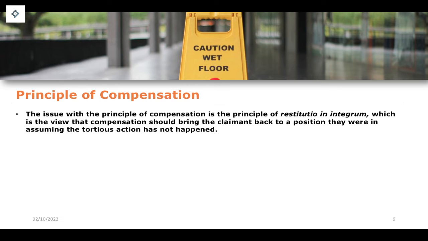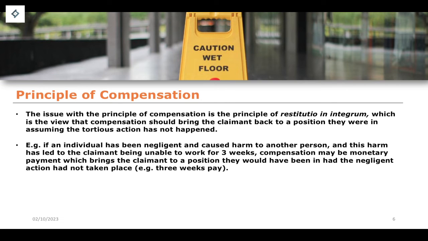Now, the issue with the principle of compensation is this principle known, by the Latin phrase, as restitutio in integrum, which essentially tells us that we want to compensate the claimant and bring them back to the position they would have been in, assuming that the tortious action had not happened. A very obvious example of this would be if you are a claimant and you have been negligently caused harm. So somebody has caused harm to you, and you have become injured as a result of someone's negligent action.